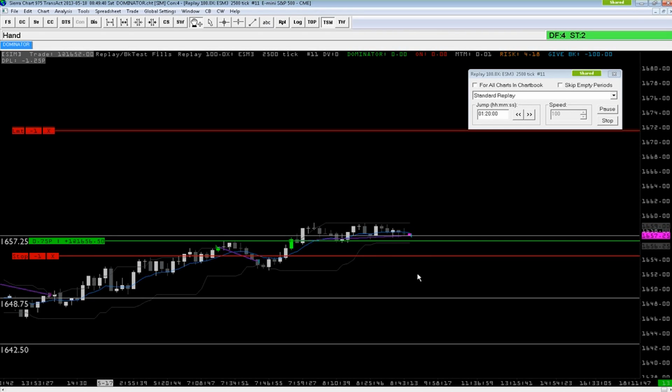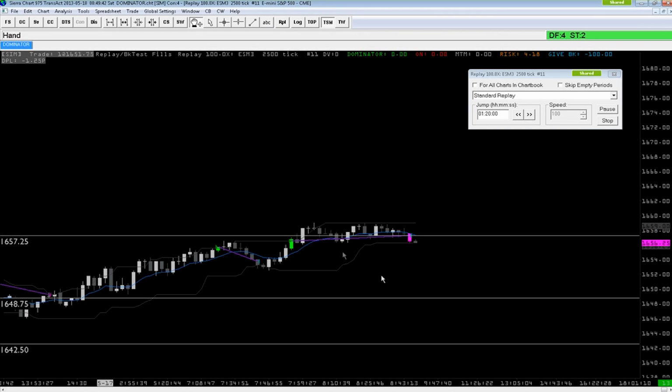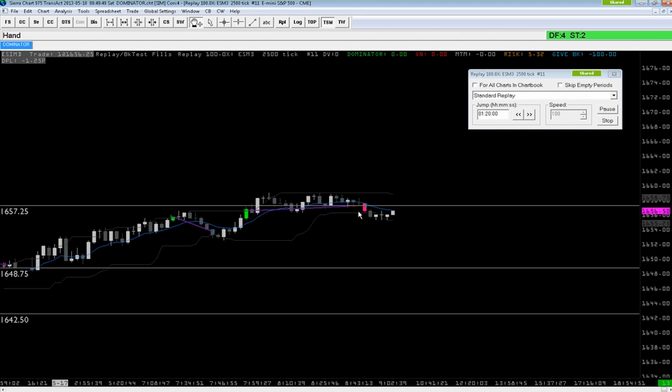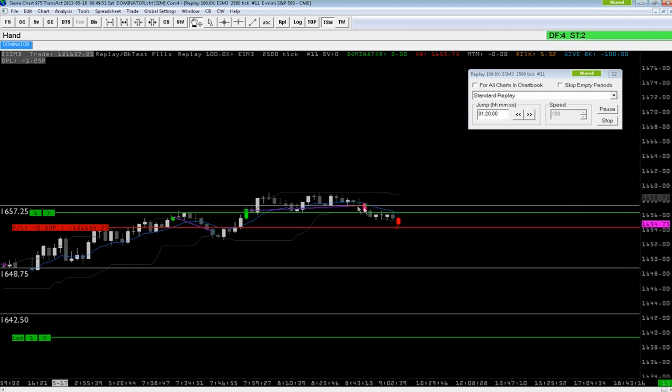This may exit right in here. You actually won. So the algorithm exited above your entry on that one. And it was because the market tightened up so much that the algorithm's going to exit as soon as it goes short. So trade number 3.